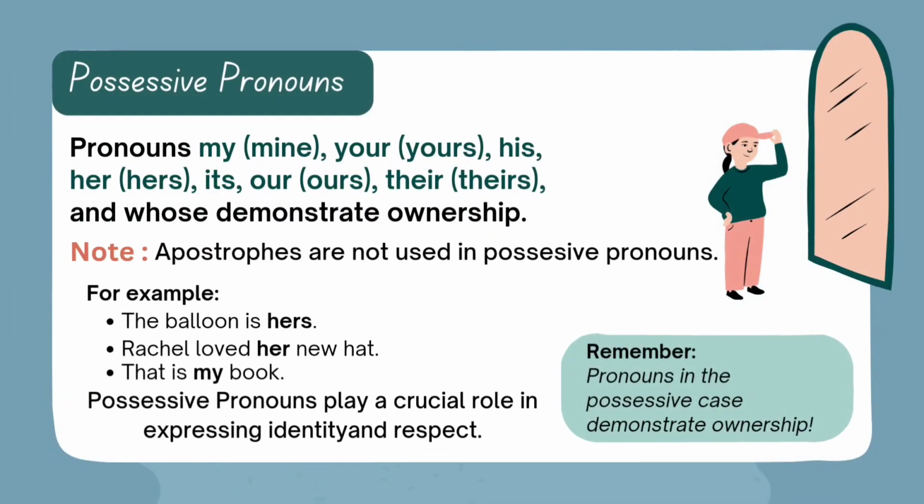Possessive pronouns. Pronouns mine, yours, his, hers, its, ours, theirs, and whose demonstrate ownership. For possessive pronouns, apostrophes are not used. Examples, the balloon is hers. Rachel loved her new hat. That is my book. Possessive pronouns play a crucial role in expressing identity and respect.